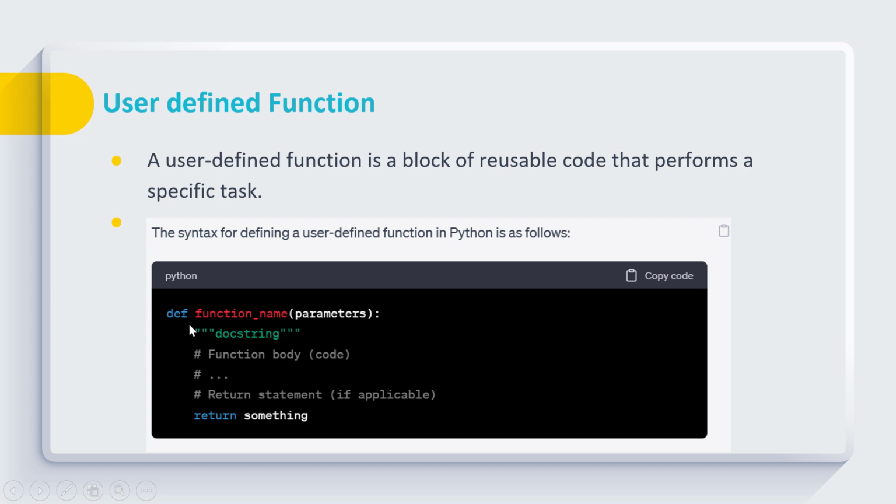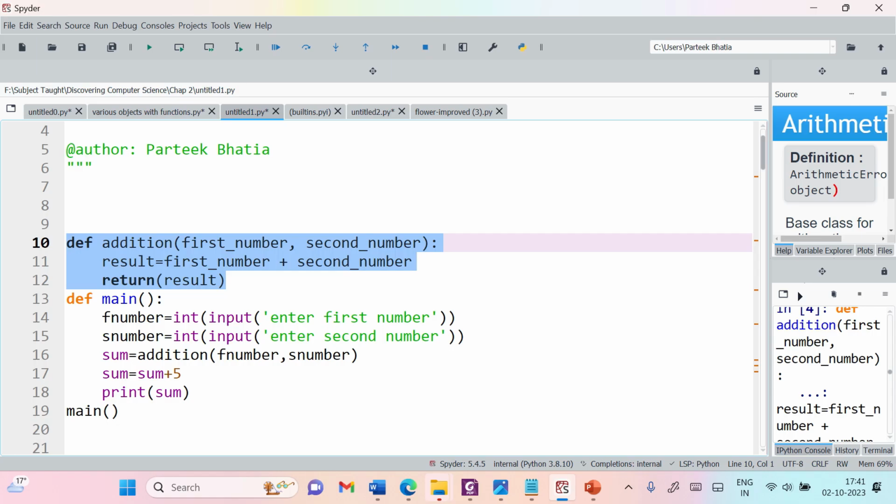So we discussed in our previous session that during definition of a function, in the function body we can specify a docstring. So let us create a docstring for our addition function. Here this is our addition function, which is taking two parameters, performing their addition, storing the result and returning its value. So let us write the docstring for this function.